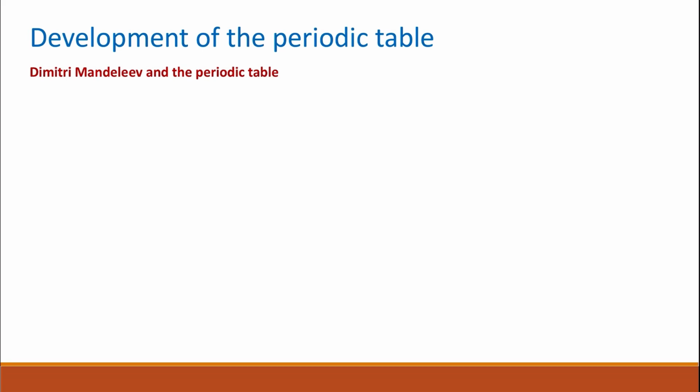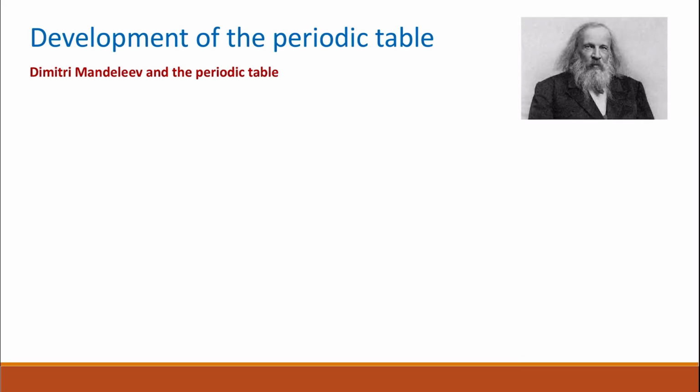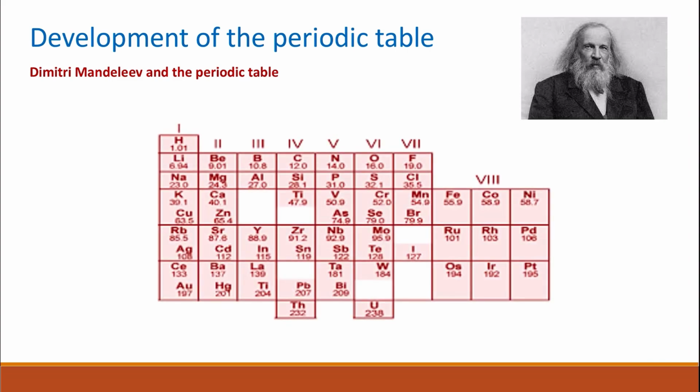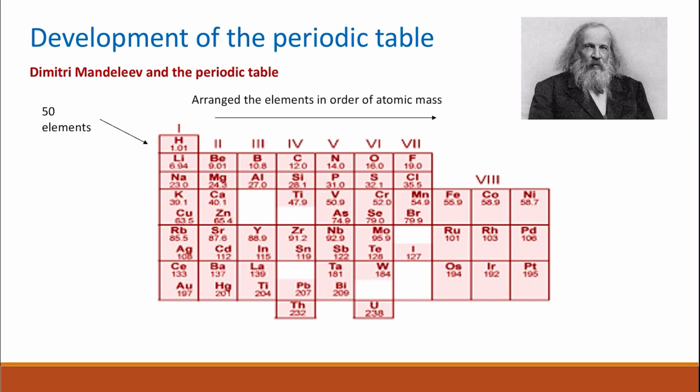The development of the periodic table, Dmitry Mendeleev, is a very common question in the exam. So what did Dmitry Mendeleev do? Dmitry Mendeleev is the scientist who created the periodic table, the first periodic table, which has been developed later on to the modern periodic table. What he did is that he took the 50 elements that were known at that time, and he arranged the elements in order of atomic mass.